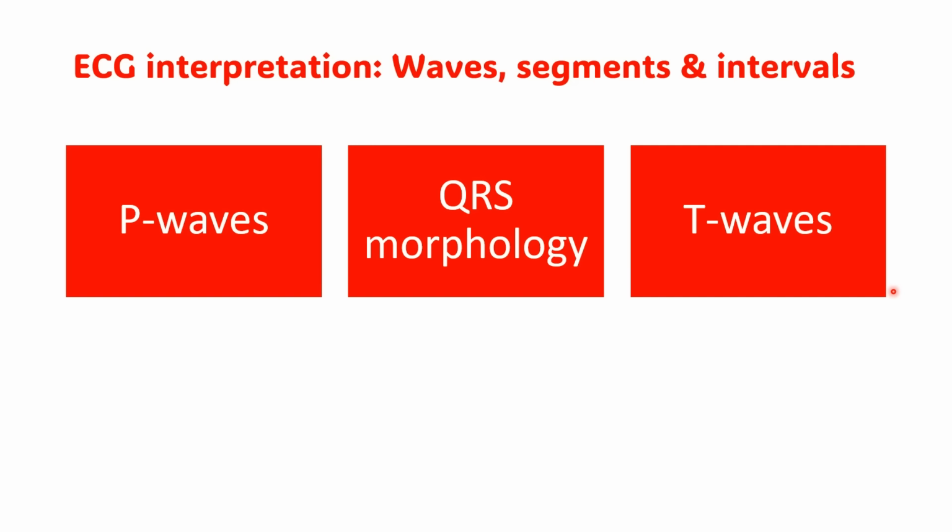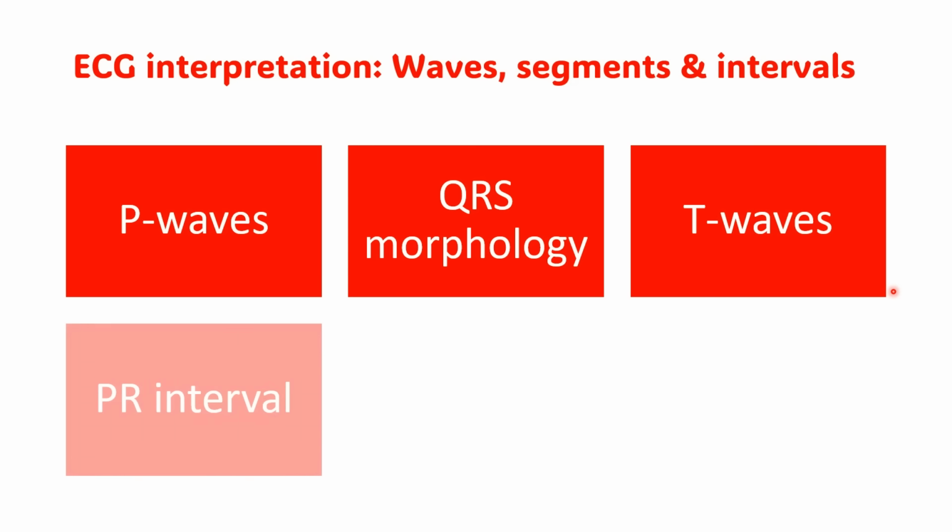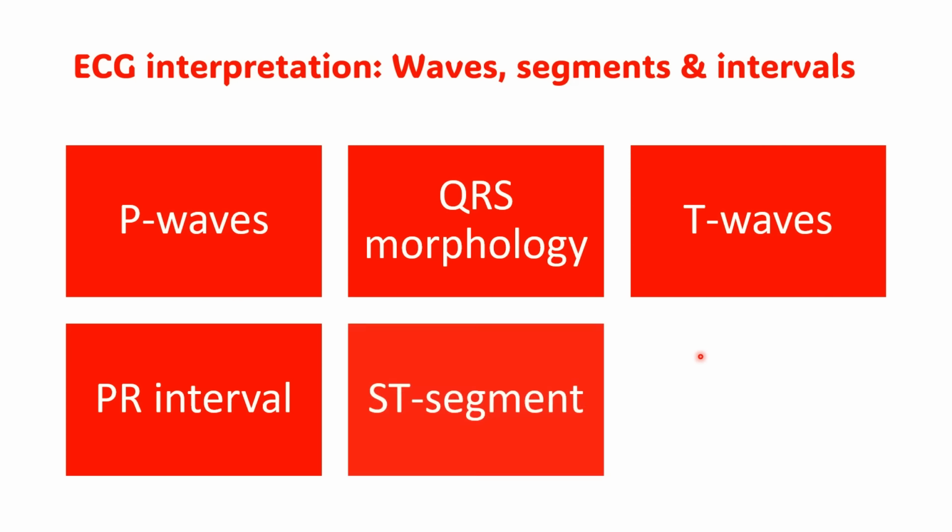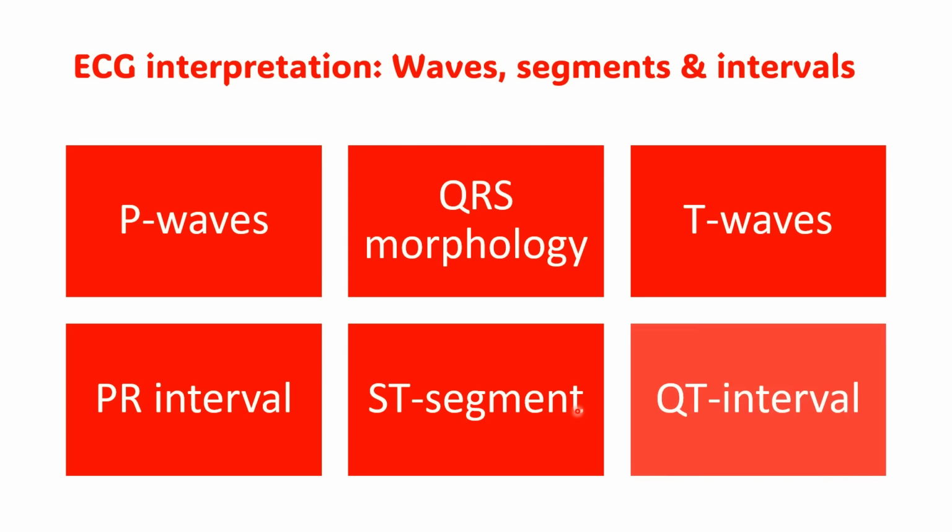We want to look at the PR intervals. Are they prolonged? That's more when we're looking at heart block in particular. The ST segments: are they depressed, like in a non-ST elevation MI, or are they elevated in an ST elevation MI? And we can also look at the QT interval as well. Is it prolonged or shortened? This can be due to various electrolyte abnormalities and even drugs, particularly antibiotics. And this is very important to be aware of in clinical practice.